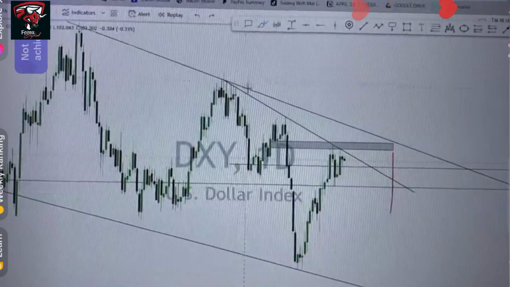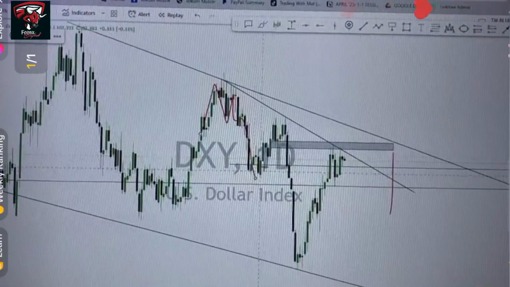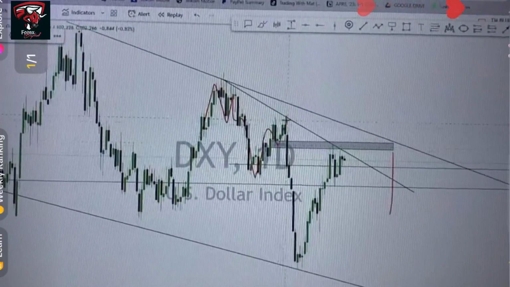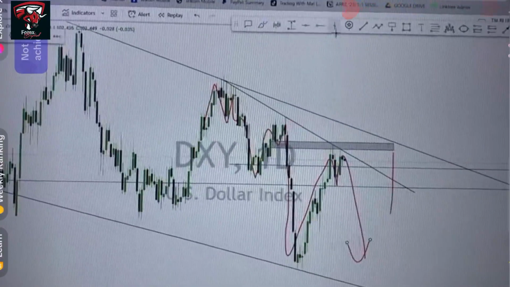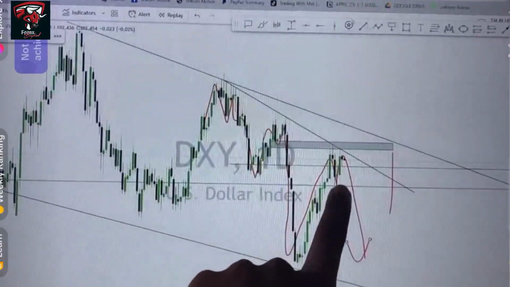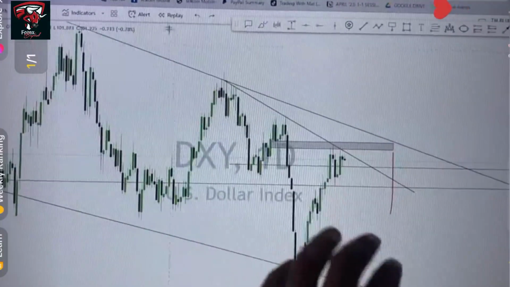Now, if you remember last week when we were talking about these M patterns, look at these M patterns that DXY likes to create. Do you guys see that? M pattern, M pattern, M pattern. We spoke about this last week. Now, what's another confluence that we have?